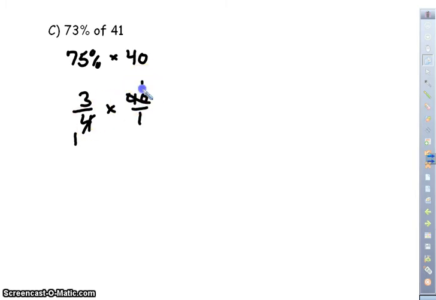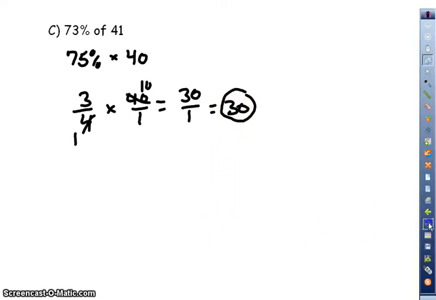40 divided by 4 is 10. We simply get 30 over 1, which is 30. 75% of 40 is 30. So that would be your answer, and this is probably the best answer for this problem. Again, you could be off by 1 or 2, but more than likely this is the answer that you got. Questions on this, please make note, and we'll talk tomorrow about it.